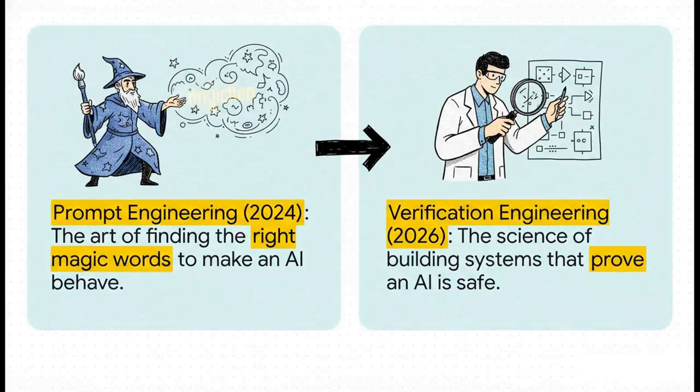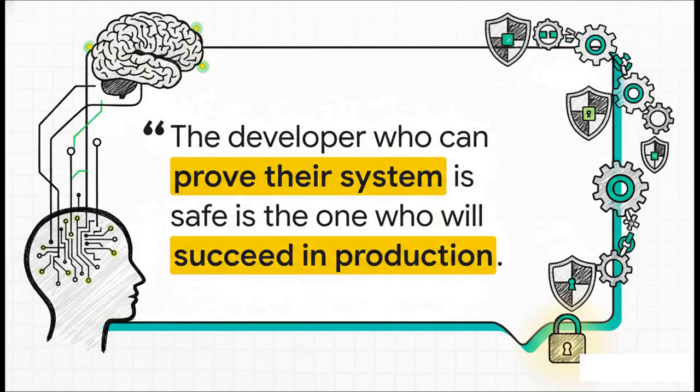And what all of this really points to is a fundamental shift that's happening right now in the industry. We are moving away from the art of prompt engineering, trying to find the magic words, and into the hard science of verification engineering. And this right here? This is the new standard. Your value as a developer isn't just about how well you can talk to an AI anymore. It's about how effectively you can build verifiable, provably secure systems around it.